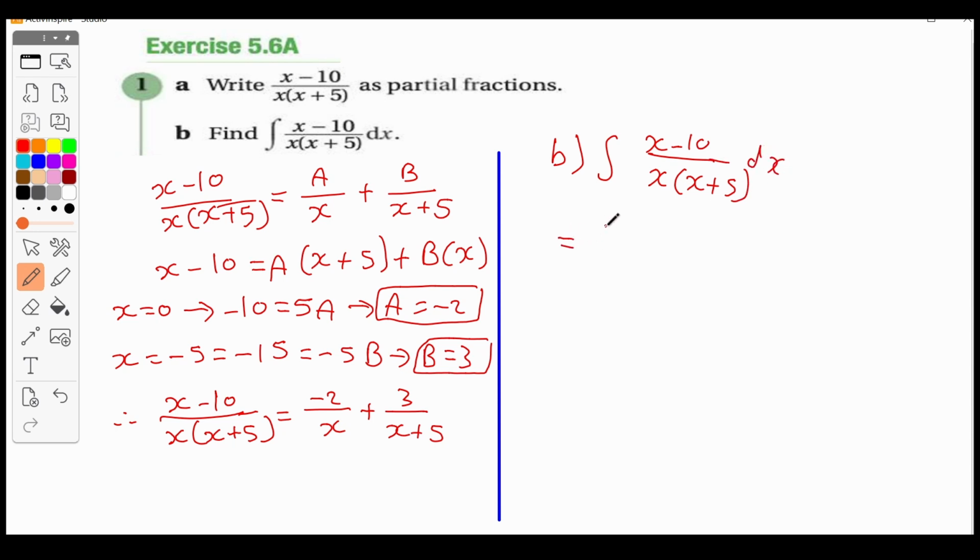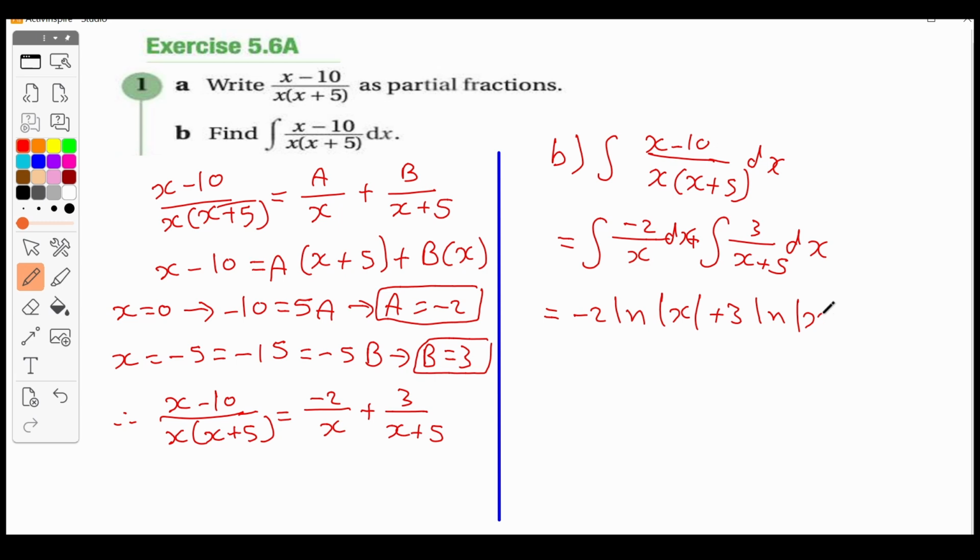We need to find the integral of x minus 10 over x times x plus 5 dx. That will be equal to what? After we split this into two algebraic fractions, the integral of negative 2 over x dx plus the integral of 3 over x plus 5 dx. The integral of the first one is very easy, just negative 2 ln of the modulus of x, plus, if we take this 3 outside, 3 ln of the modulus of x plus 5, then plus c.